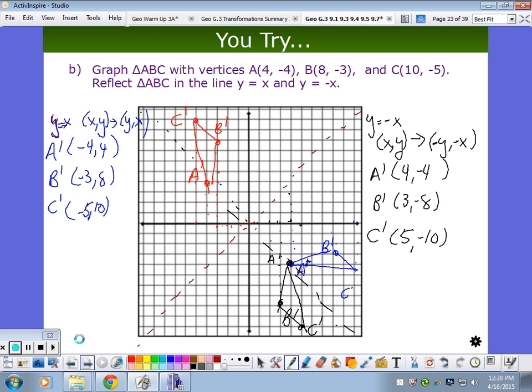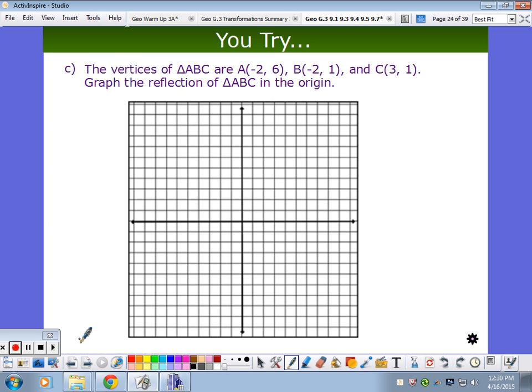And then, what's going on with this guy? This is the point reflection. And just look at the language. It says graph the reflection of ABC in the origin. And that means a point reflection. And that rule was, what was that rule? Right? They're the same, but they're negative. So quickly go ahead and graph this guy. You can do this, right?